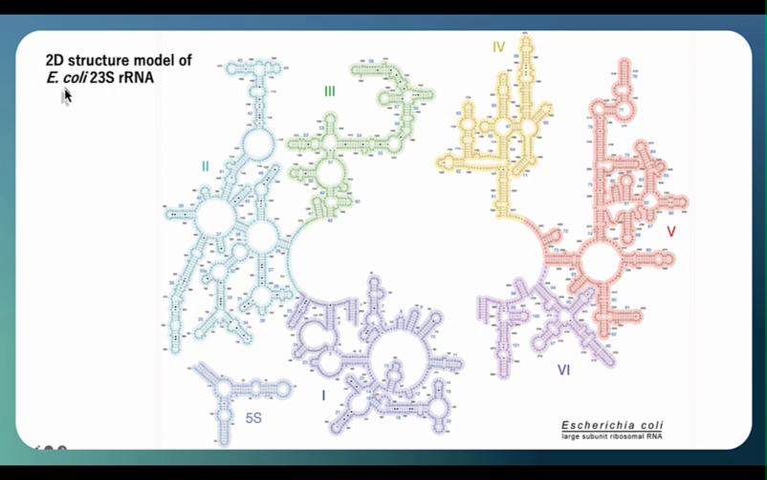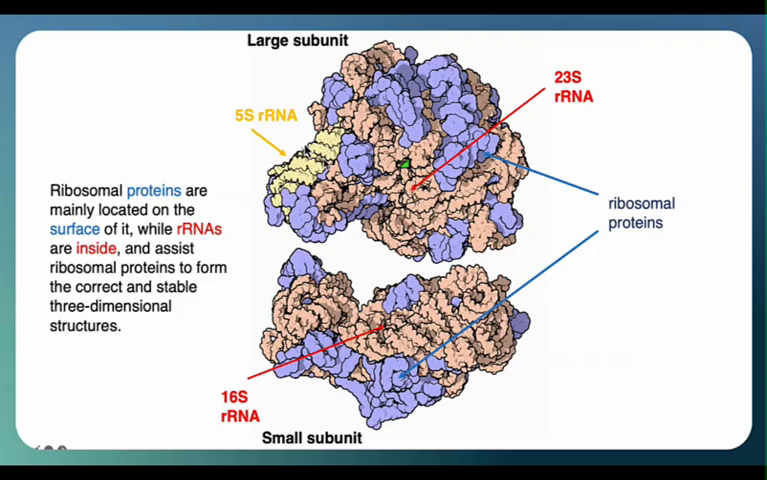Next, this is a two-dimensional structural model of the 23S ribosomal RNA and 5S ribosomal RNA of E. coli. In this figure, this part and this part are disconnected. But in reality, they are connected to form a single RNA molecule. In fact, 23S ribosomal RNA also has a very complicated three-dimensional structure. Here is a two-dimensional model of 5S ribosomal RNA, a short 120 base ribosomal RNA.